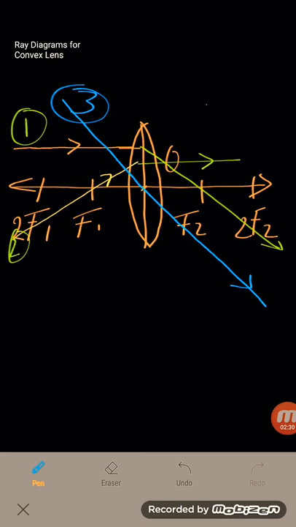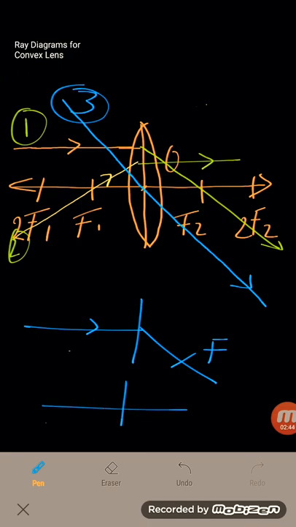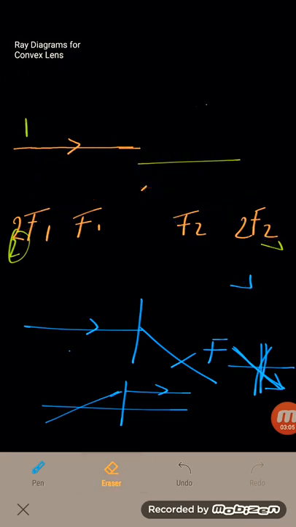Easy. So rule number 1 is, if it goes parallel to principal axis, it passes through the focus on the other side, refracted, right? If it's passing through the focus, then after getting refracted, it's parallel to principal axis. And what was 3? If it passes through optical center, it's continuous, right? So these 3 rules we should know before drawing any ray diagram. So let's draw our first ray diagram.